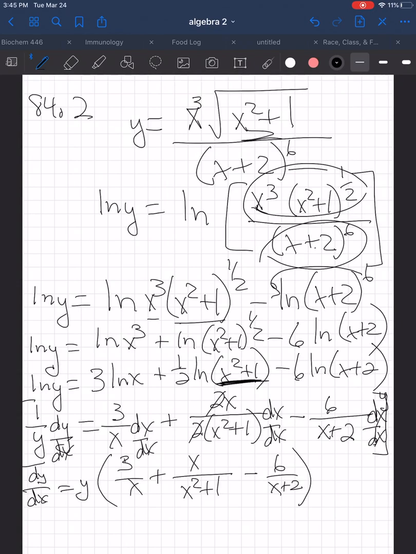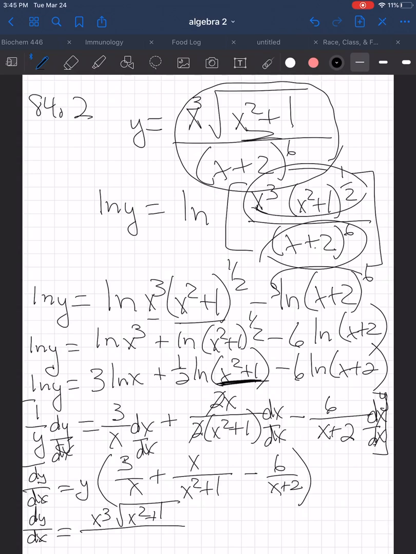And then, way up here, this is what y was. So instead of writing y, we're going to put this in. So dy dx will be equal to x cubed times the square root of x squared plus 1 over x plus 2 to the 6th, and then times this, 3 over x plus x over x squared plus 1 minus 6 over x plus 2. All right.